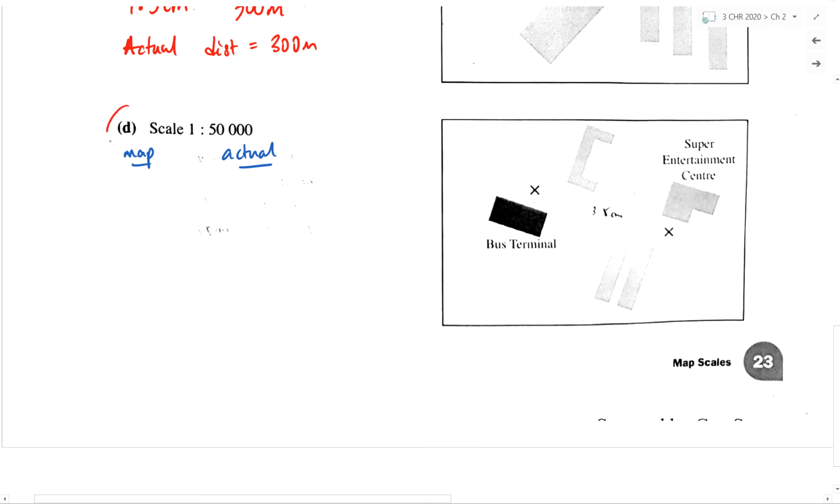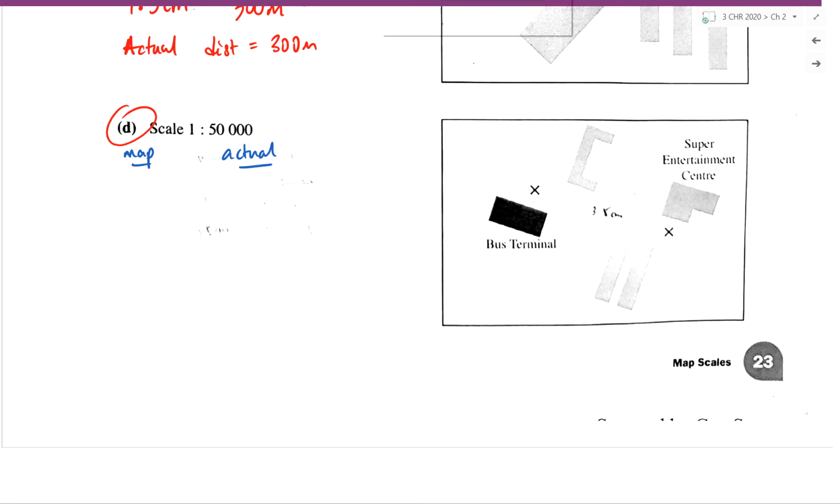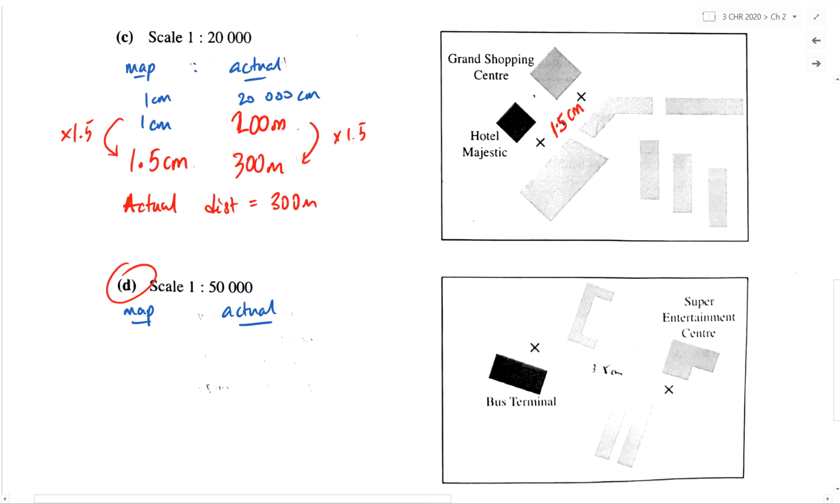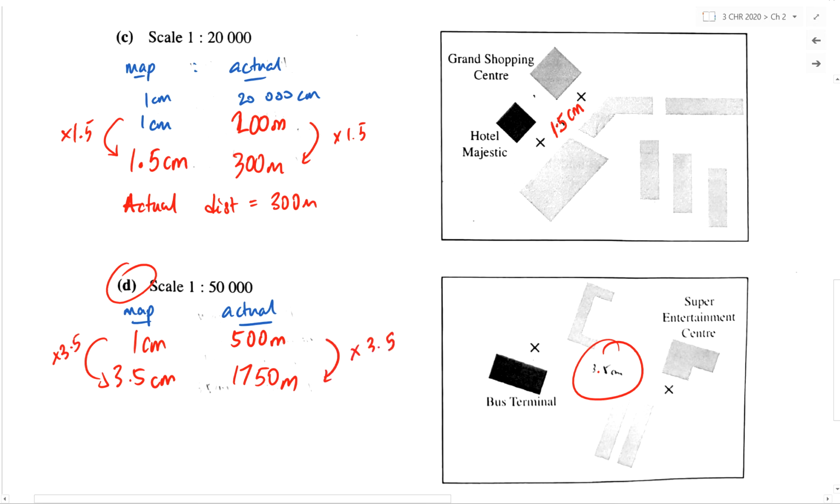For this one, I want you to try right now. I know that it is part of your homework. I'll resume now. 1 cm on the map, 500 meters in real life. Since it is shown to be 3.5 cm on our map, 500 divided by 1 times 3.5. Same thing, you get 1750 meters. Okay? So we can do the multiplication here, times 3.5.